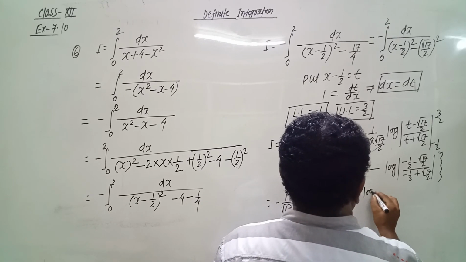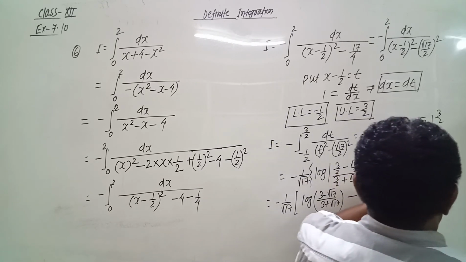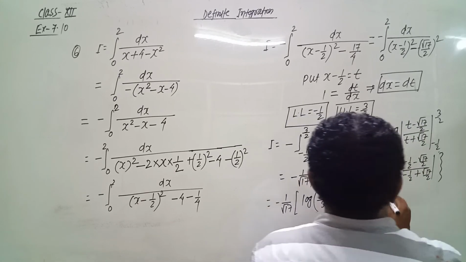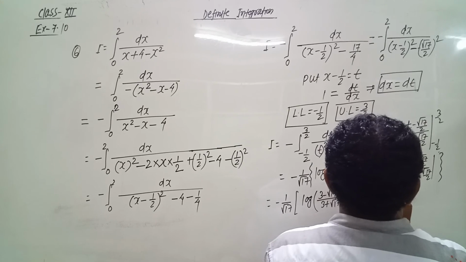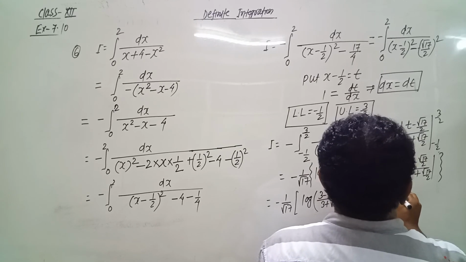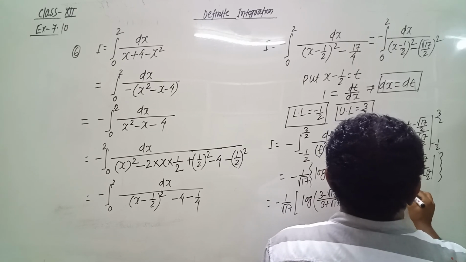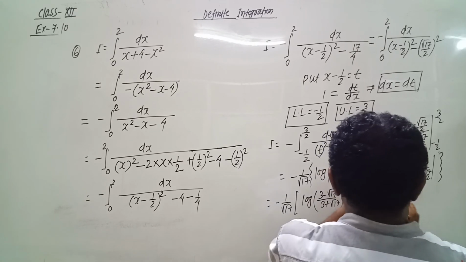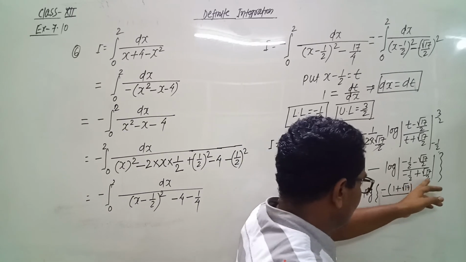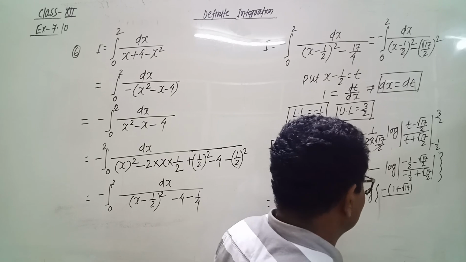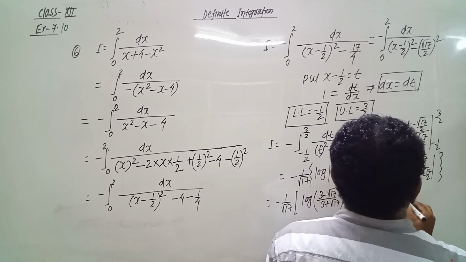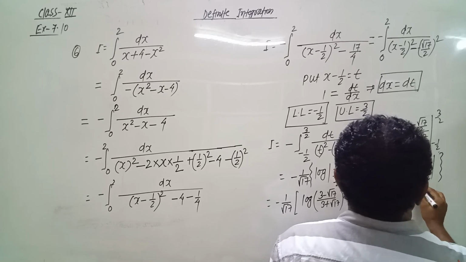Minus log of minus 1 minus root 17 upon minus 1 plus root 17. So we take minus common in the numerator: minus, taken common, 1 plus root 17, and from the denominator we take 2 as LCM. So it gives root 17 minus 1.